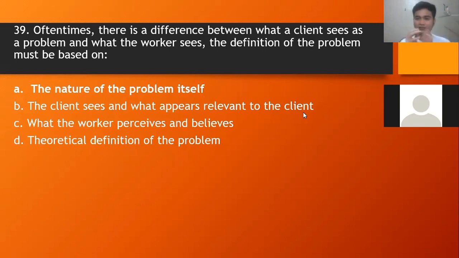So ngayon, ano ba ang dapat nating i-follow? Yung nakikita ni client in his own perspective, yun yung nafe-feel niya. Possible din kasi yung letter A, ayon siya sa self-determination. Tama po ba? Kasi we can define the problem based sa felt need ng kliyente. But hindi siya nakalimit doon. Okay? Kung letter C naman, what the worker perceives and believes, hindi naman ikaw yung nakaka-experience. Kung letter D naman, theoretical definition of the problem is basically letter C din yan. Ibang mukha lang. Kasi yung what the worker believes and perceives is influenced by his theory.